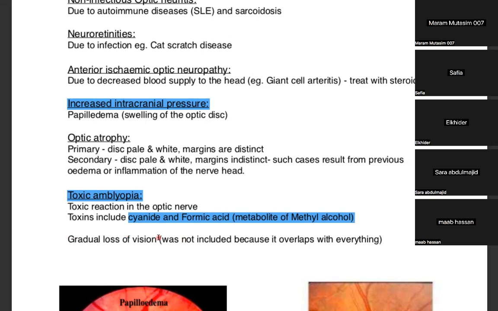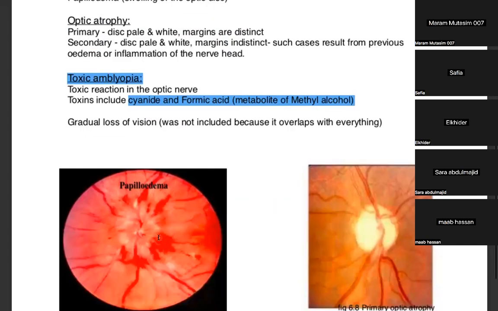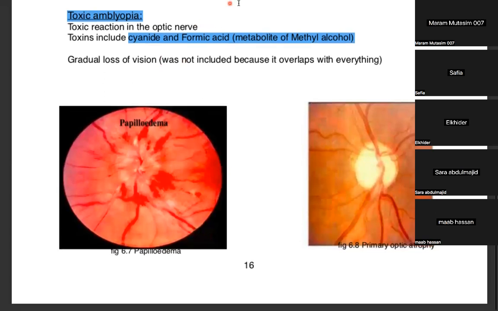Gradual loss of vision, I did not put it in the sheet because it's common with a lot of other diseases. We'll see it soon. Any questions so far?